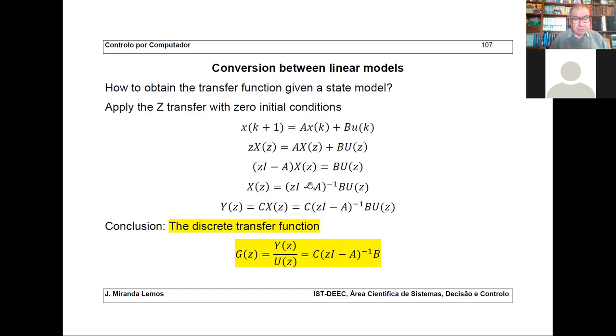And then Y(z) is C X(z), because y(k) is C x(k), and X(z) is given by this expression, so Y(z) is C (zI - A)^-1 B times U(z). So the transfer function, which is the quotient of Y(z) by U(z), I'm considering scalar systems, is nothing more than C (zI - A)^-1 B. Remember that once you have the transfer function, whenever I have a z, this is a forward shift of y or of u, so I can transform this to the difference equation very easily.